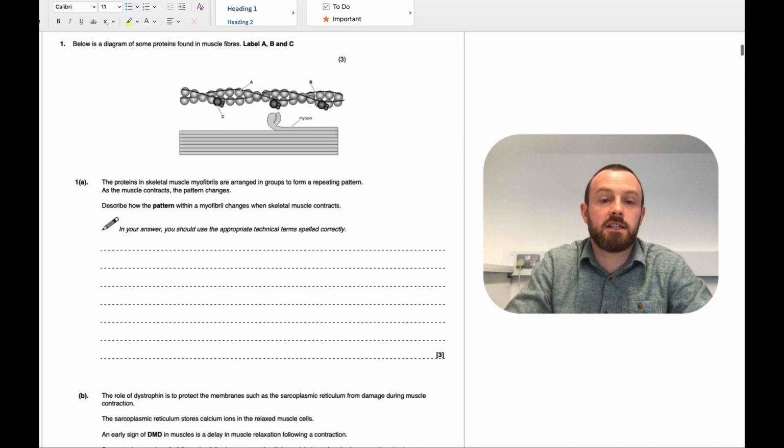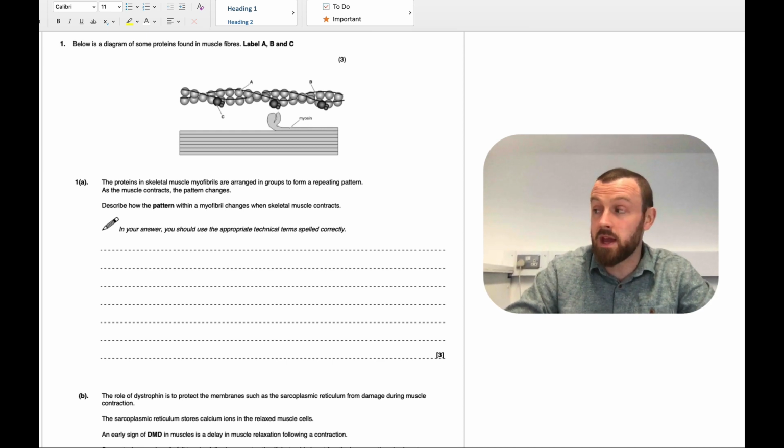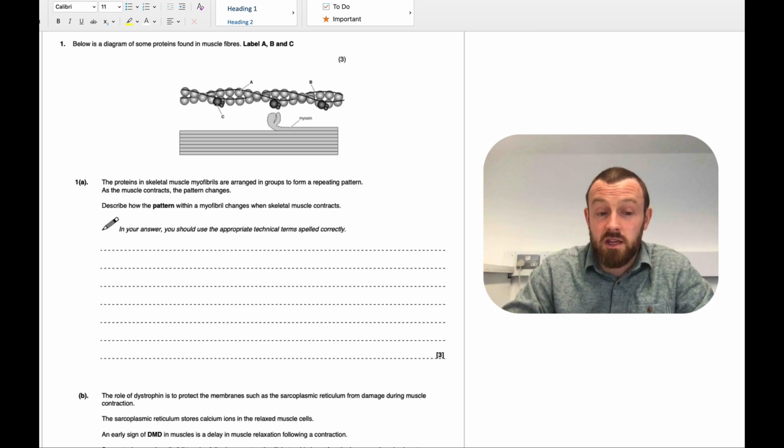All right, so let's get into the first question. The first question is about muscles. Now, I think this is a big prediction of mine for what might come up in the summer, because muscles really have never been tested as far as I can see. I've looked at the past papers across the last 4 years, and muscles have never come up.